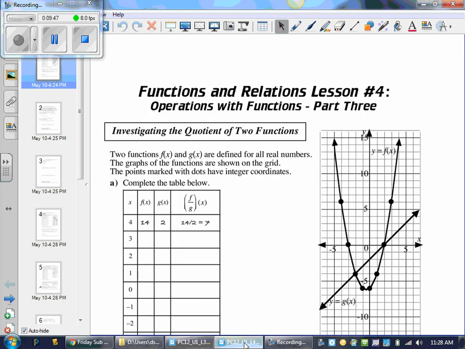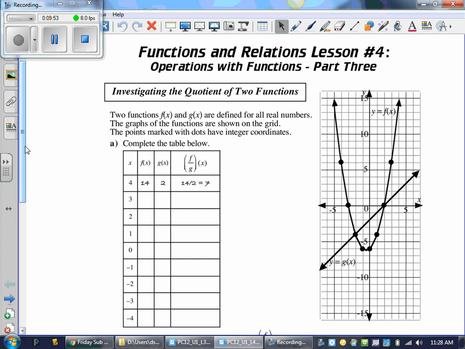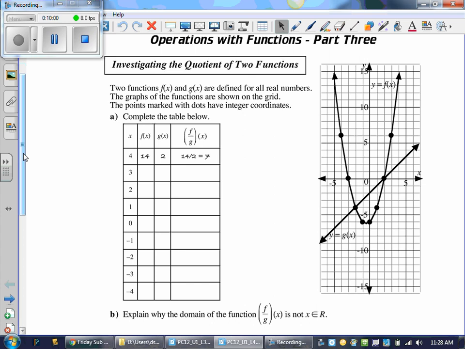So on lesson number 4, same thing occurs. We have two functions, and we're going to divide them this time. So I don't think I will go through the whole process of this investigation where you pick points and divide them, I think you will see what happens rather quickly. Oh, yeah, maybe I better.